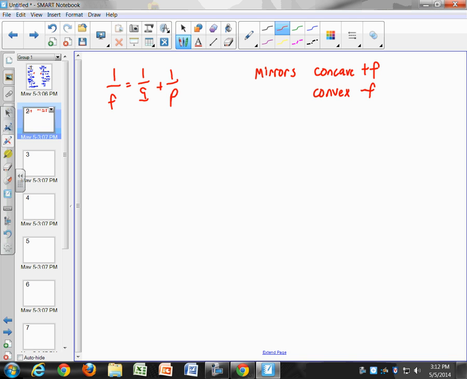And then you also need to remember, sometimes I won't give the focal length, I'll give the radius of curvature. And the focal length is 1/2 the radius of curvature. In fact, often that's the way I'll give it, as I'll say, the radius of curvature of this mirror or lens is blah. And then you need to take half of that to find the focal length. All right?